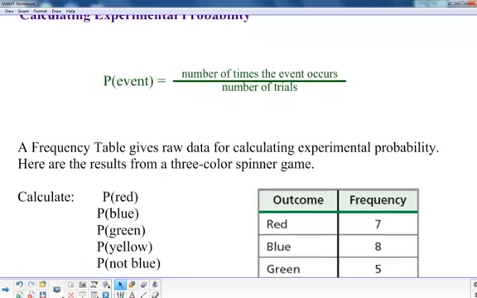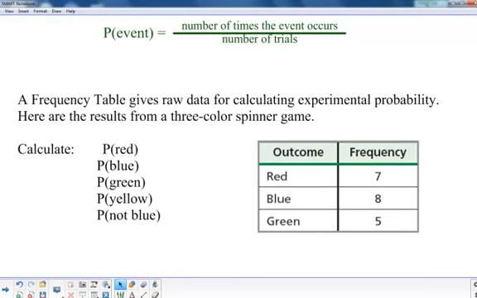All right, so we have a frequency table here, and frequency means the total times it occurred. So we're rolling a 3-colored spinner. So 7 red, 8 blue, 5 green. So the total here is 20. So our total amount of times that we spun was 20. So we got red 7 out of the 20 times. So that's our probability for red.